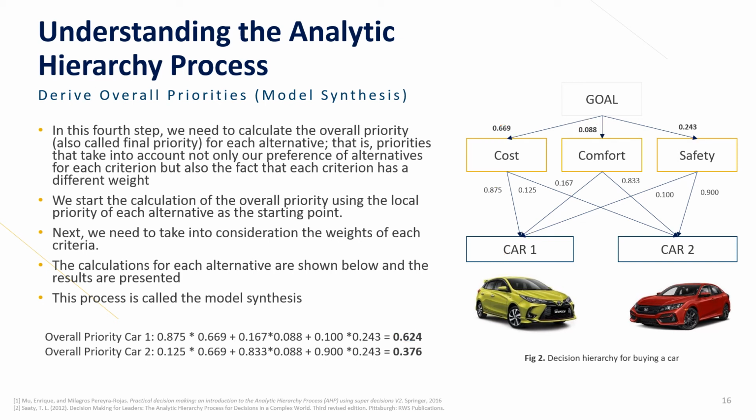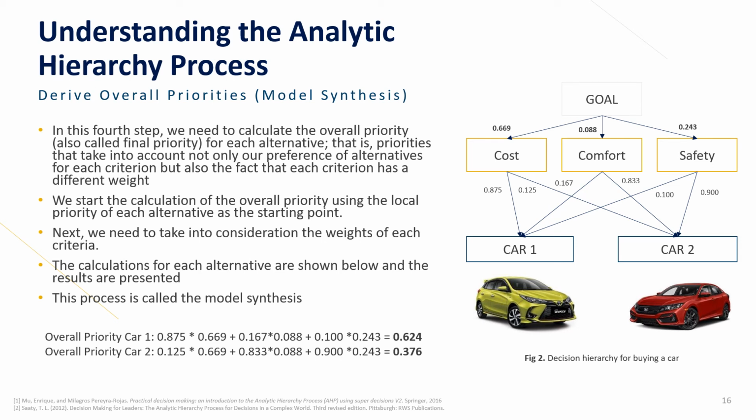However, for car 2, you need to calculate the rest of it. 0.125 multiplied by this, plus 0.833 multiplied by 0.08, plus 0.9 multiplied by 0.243. So then you can see that this will have two different values for the importance. And how do we conclude this one?